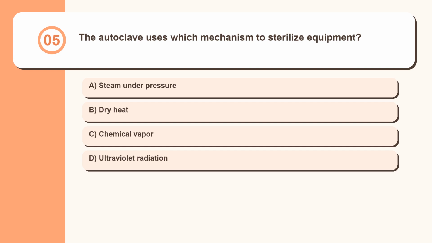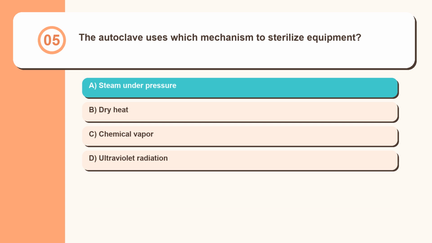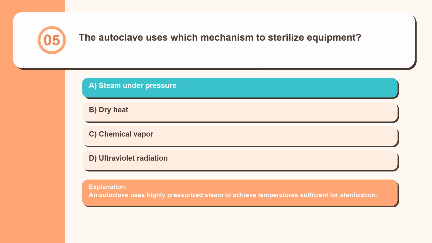Question 5. The autoclave uses which mechanism to sterilize equipment? Steam under pressure, dry heat, chemical vapor, ultraviolet radiation. An autoclave uses highly pressurized steam to achieve temperatures sufficient for sterilization.